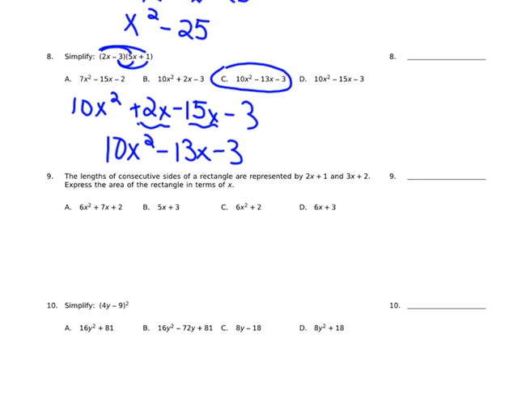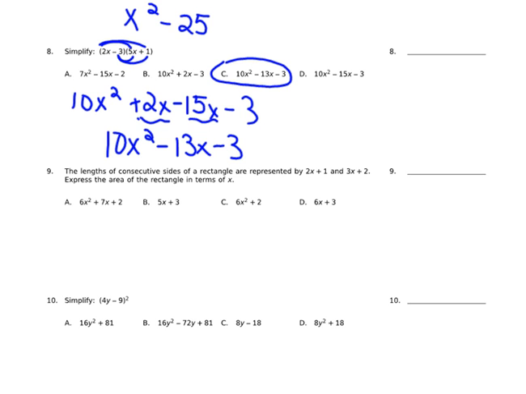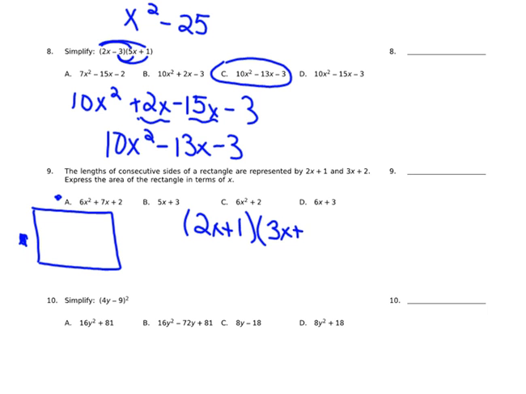Number 9, the lengths of consecutive sides of a rectangle are represented. So that means in my rectangle, we're talking about this side and this side. Or this side and this side, but you get the idea. Express the area. Well, area is length times width. So 2x plus 1 times 3x plus 2.